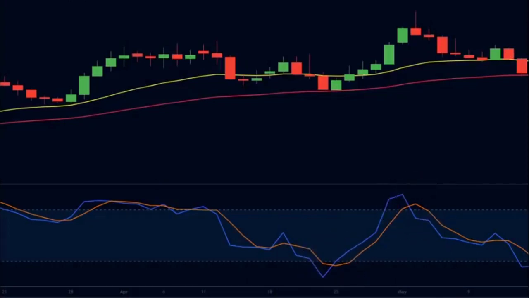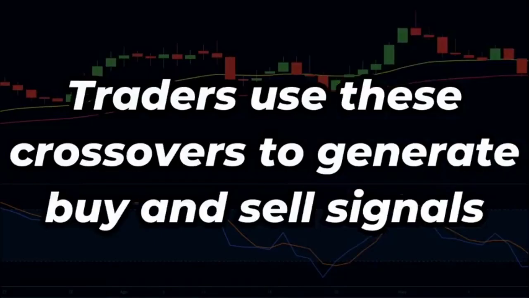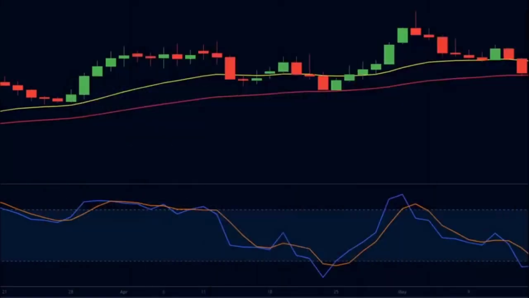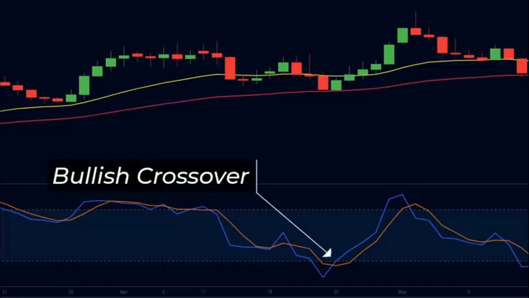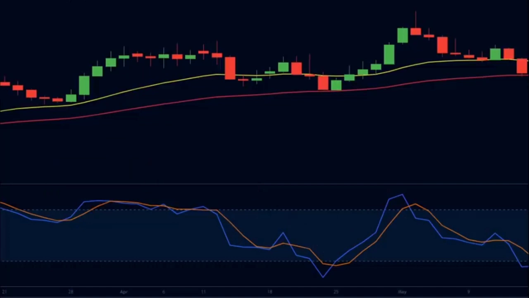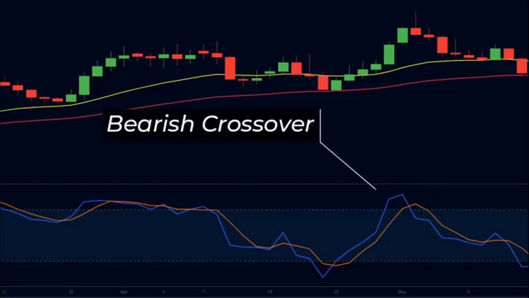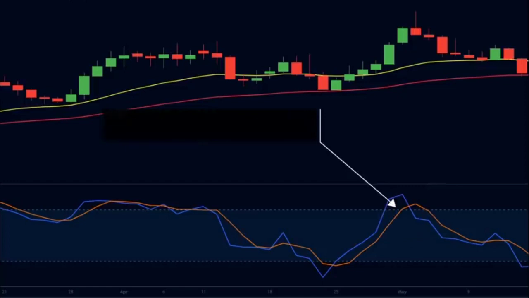Remember, I told you that traders use these crossovers to generate buy and sell signals. When the blue line crosses above the orange line, it is a buy signal. We will call this a bullish crossover. And when the blue line crosses below the orange line, it is a sell signal. We will call this a bearish crossover.